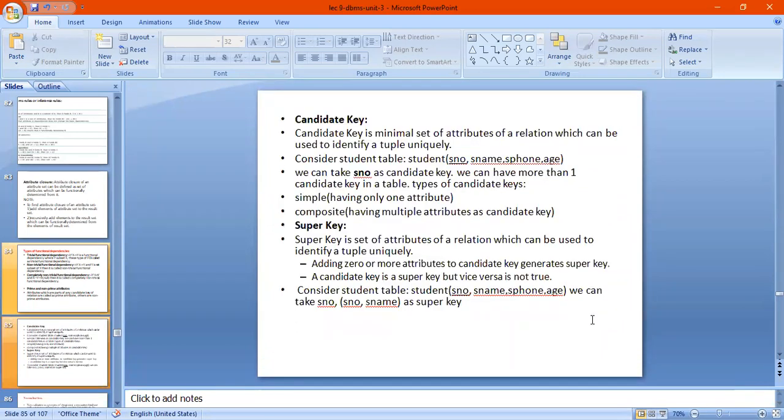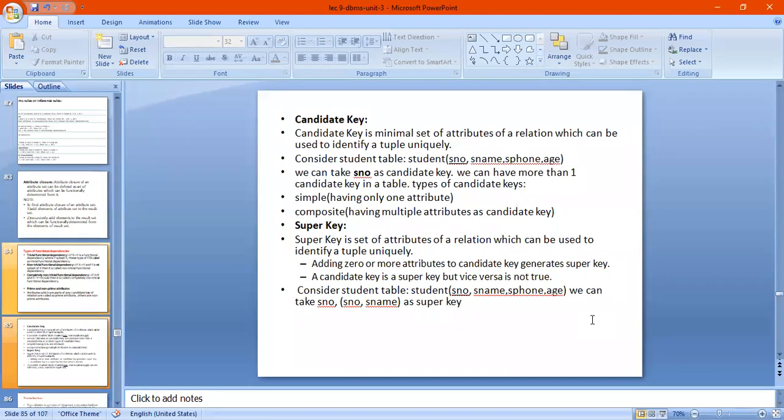Candidate key. A candidate key is the minimum set of attributes of a relation which can be used to identify a tuple uniquely. Consider a student table where the student has the attributes SNO, S name, S phone and age. SNO means student number, S name is student name, and S phone is the student phone number. We can take SNO as the candidate key.